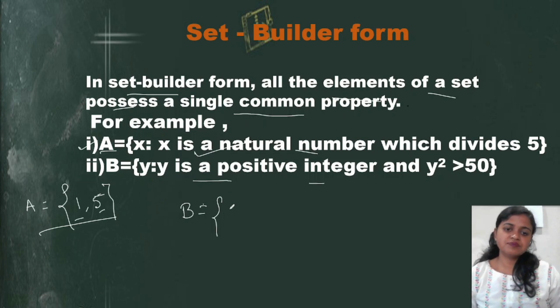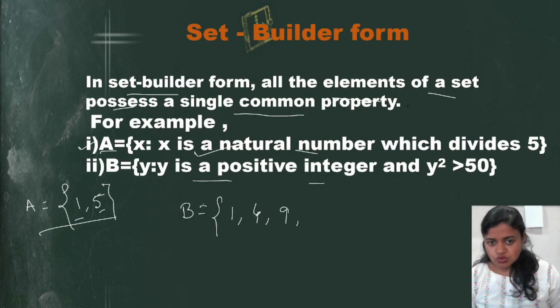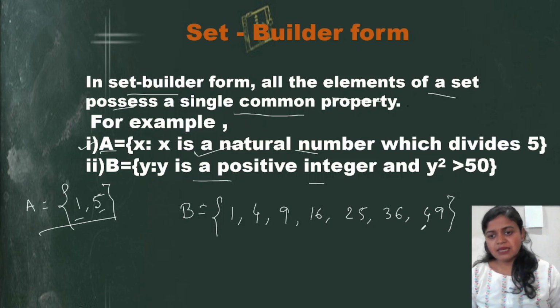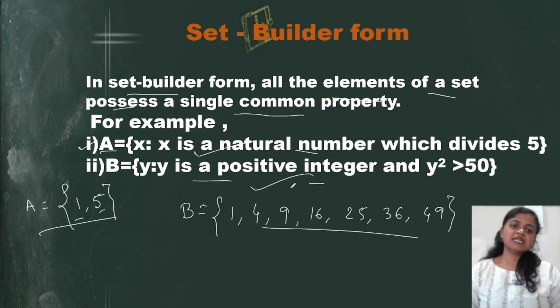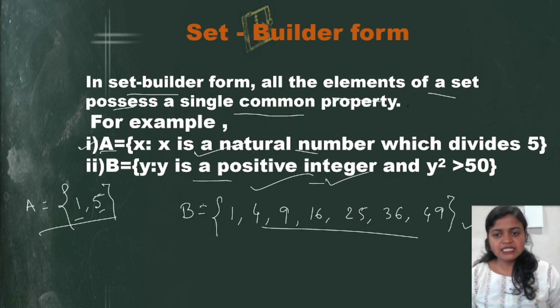So we can write 1, 4, 9. These are the y squares: 2 square is 4, 3 square is 9, 4 square is 16, 5 square is 25, 36 and 49. So these are the members of this set. So this is set builder form and this is listed form.